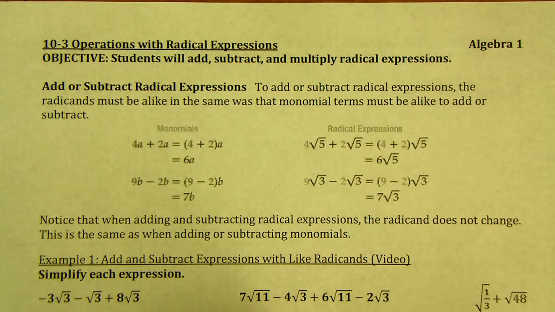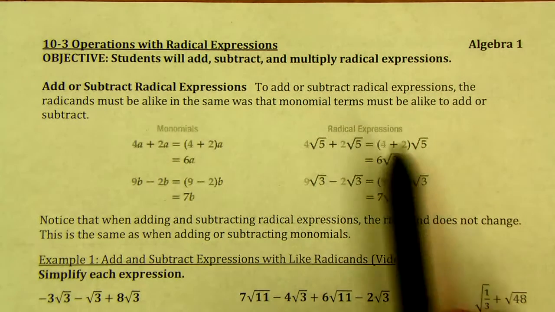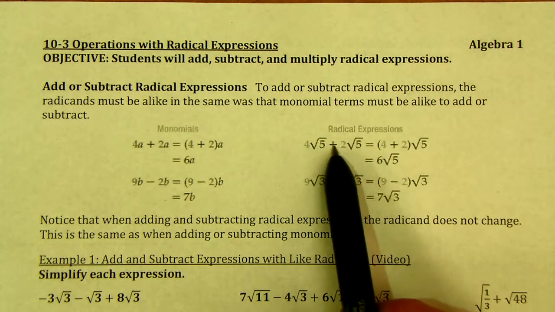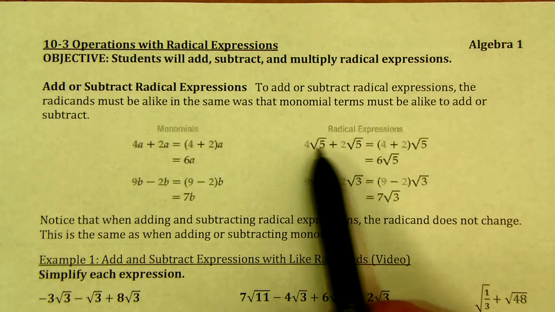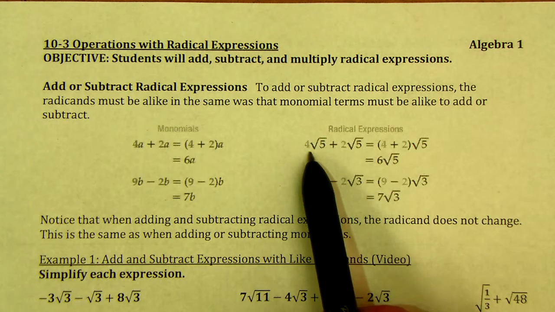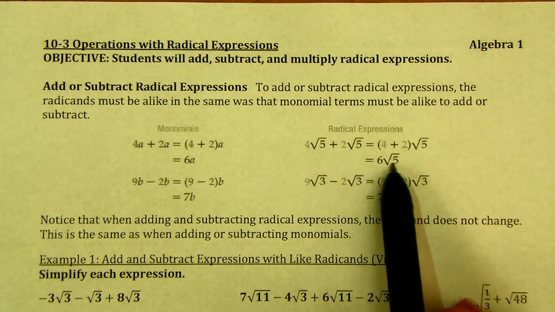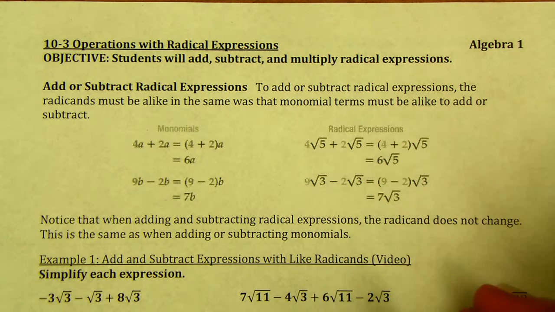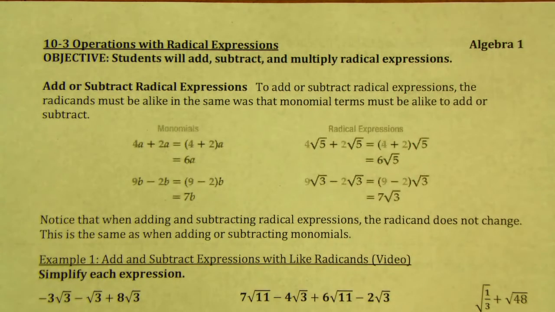So take a look at this one right here. We have a 4 square root of 5 plus 2 square root of 5. So we keep the square root of 5 because if I have 4 of them and add 2 more of them, now I have 6 of them. 6 square root of 5. And just like variables, we can only add or subtract like variables, but we can multiply and divide them even if they're not like variables.